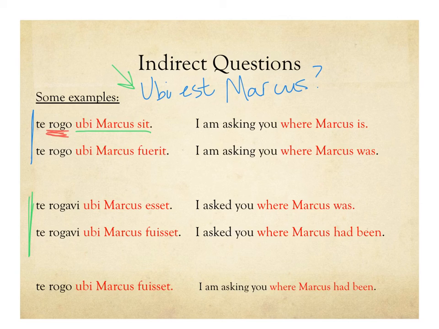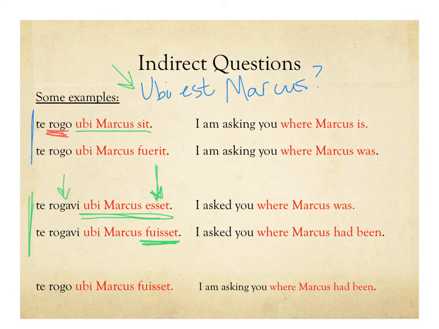Likewise, if we're in secondary sequence, I could say, te rogavi ubi Marcus esset. I asked you yesterday where Marcus was yesterday, right? So this is showing that this thing is happening at the same time as this, right? Where was he yesterday? I asked you. Whereas, te rogavi ubi Marcus fuisset, I asked you where Marcus had been. It's clear that this happened before I asked you about it, right? Where had he been the day before?